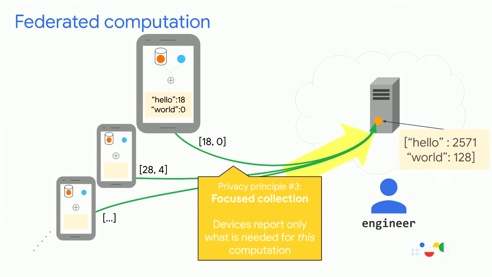Devices report only what is needed for this specific computation. There's a lot more richness in the on-device data set that's not being shared. And if the analyst wanted to ask a different question, for example, counting a different set of words, they would run a different computation.